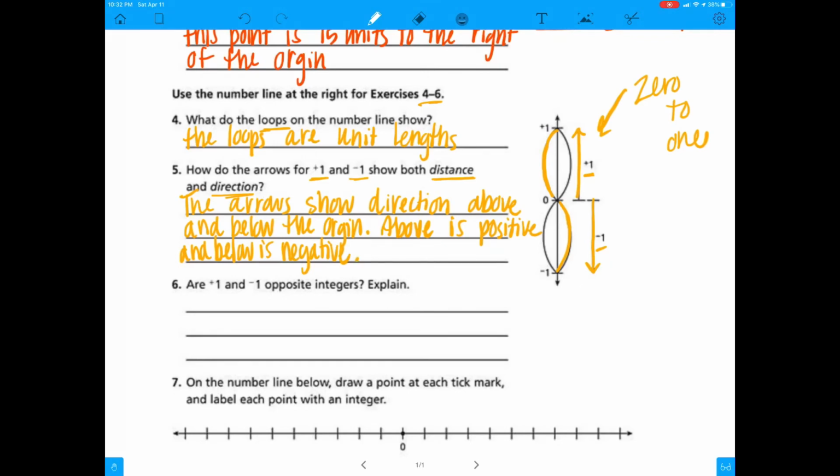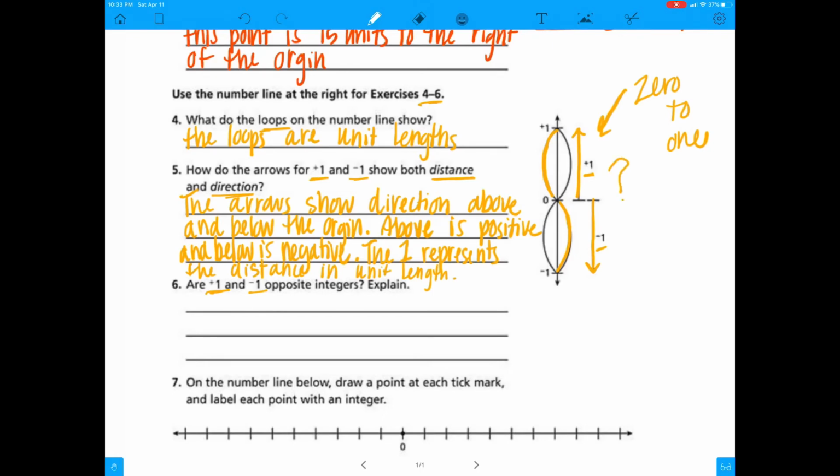If these said 5 for both of these, we would still be looking at unit lengths. That's just the indicated number from the paper. So the 1 tells us the distance from 0. 0 to that first dash is 1. 0 to the first dash below is also 1, but it just happens to be negative. Again, unit length.